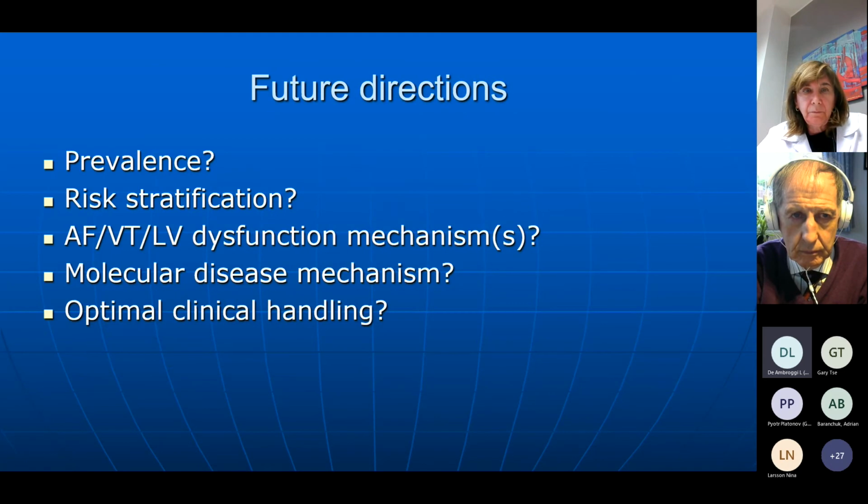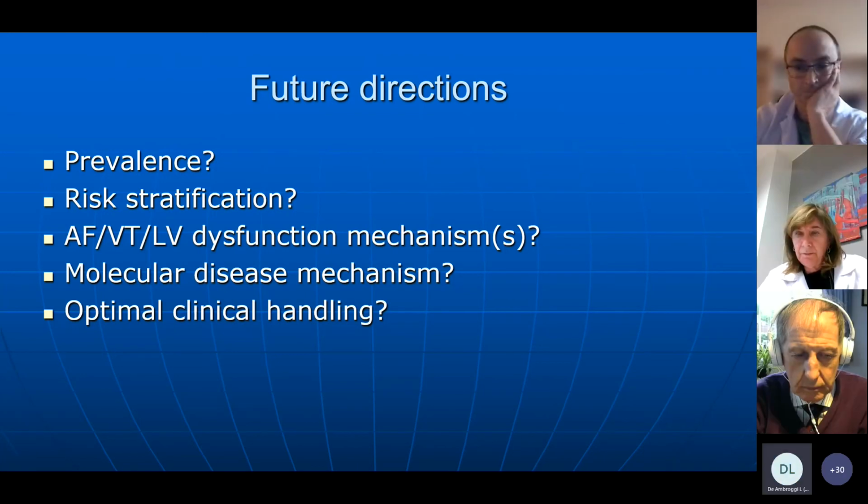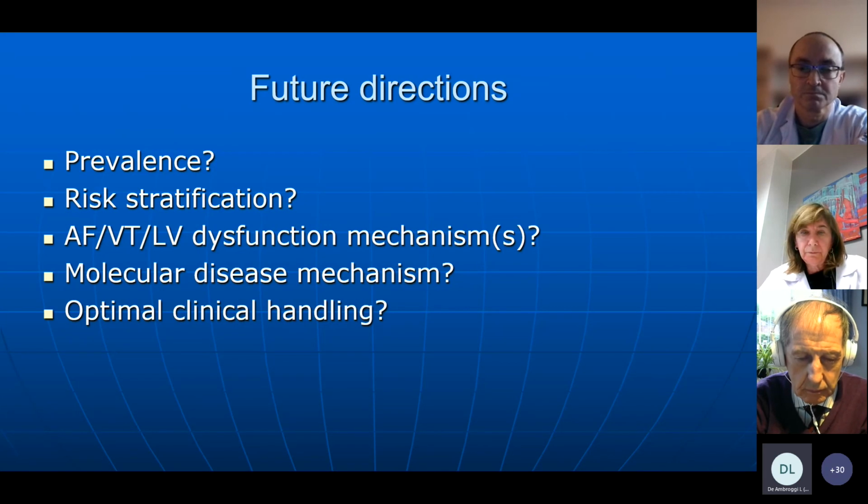So what are we going to do from here on? Well, what's the prevalence of the ECG phenotype? What's the prevalence of the genotype? How do we risk stratify it? Can we prophylactically give some kind of treatment, beta blockers, calcium antagonists, or something like that? What's the mechanism behind the arrhythmia and the LV dysfunction? Or more general question, what's the molecular disease mechanism? And obviously for the clinician, what's the optimal clinical handling? So these are some of the aspects we're looking into.